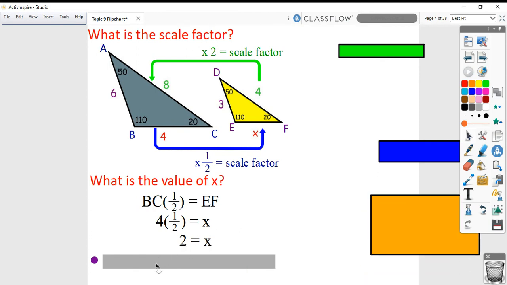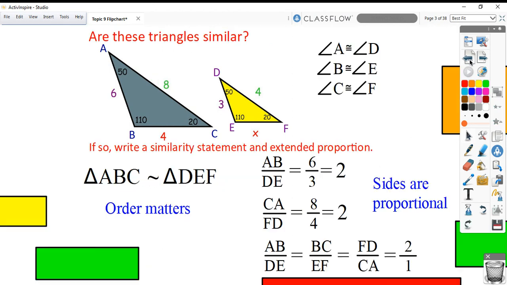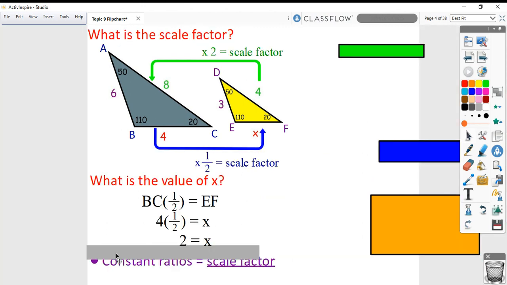What that means is, back on this previous page where we talked about proportional sides and how we have the same proportion all the way around, that constant proportion, that ratio, is the scale factor. Those constant ratios that work for all three sides of this triangle, that is the scale factor.